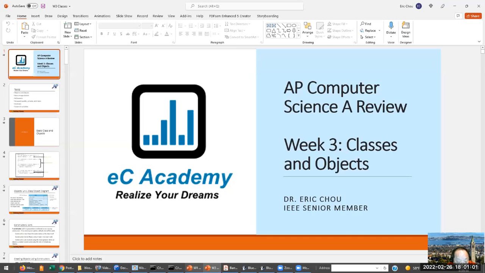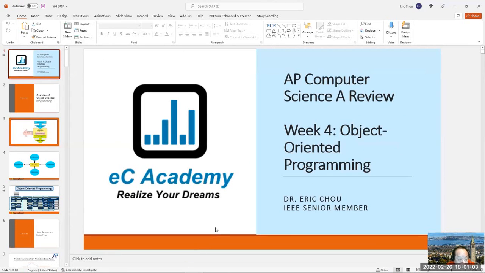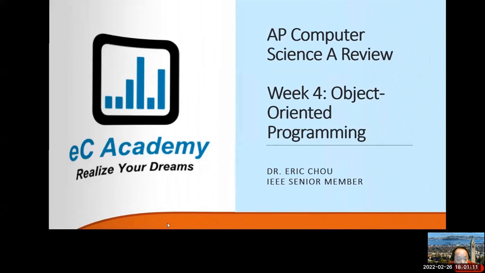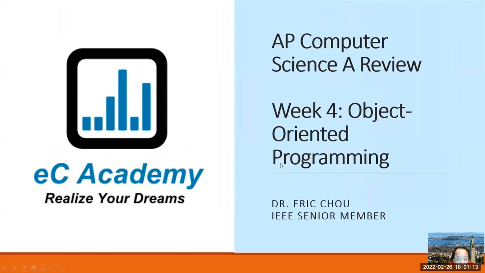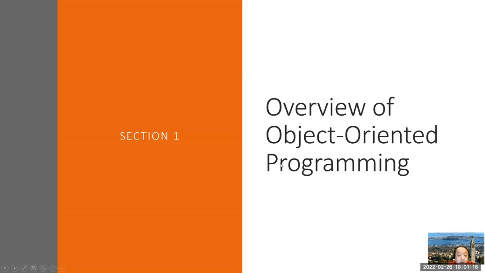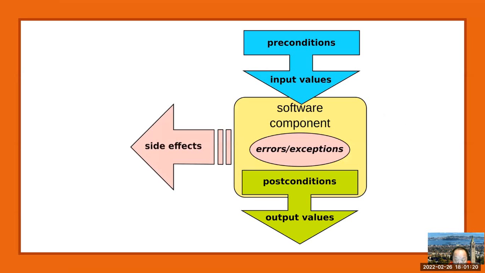So we'll combine them together because some of the topics are shared. Week 4 is object-oriented programming. So we'll get started from here. First one is the overview of object-oriented programming. The first thing is testing. Now this testing diagram actually is related to how you answer the FRQ.